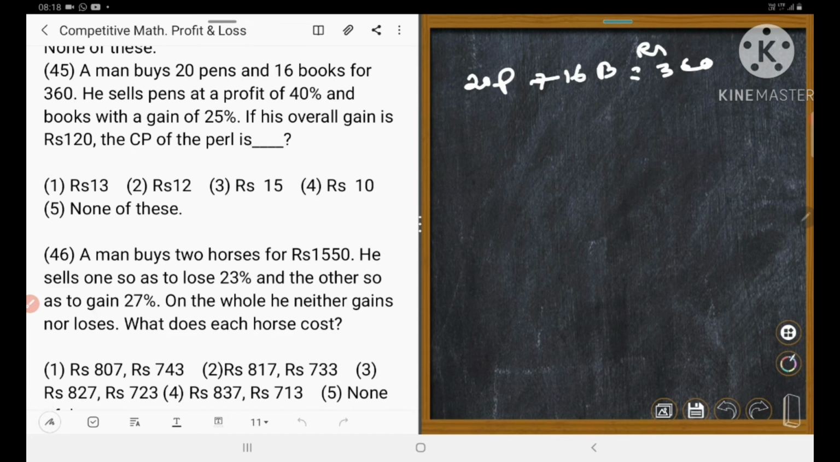For example, let CP of 20 pens be X. This is CP. And CP of 16 books is 360 minus X. Could you understand? So, he made a profit of 40% on the pens. What did I say? 40% profit he made.